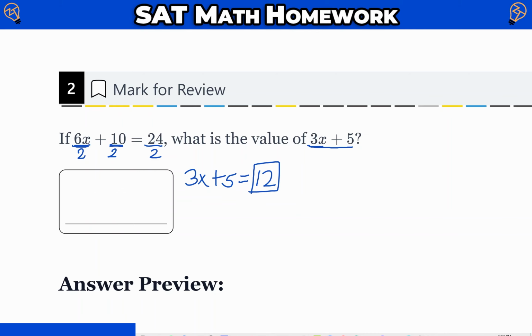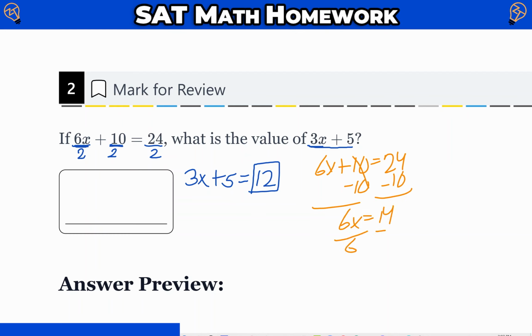Another approach is, let's say you didn't observe that, and you're instead just thinking, okay, I need to solve for x. Well, no big deal. Let's go ahead and do that. So we're going to get x's on one side, numbers to the other. We get 14 here. Let's divide. I get 14 sixths.